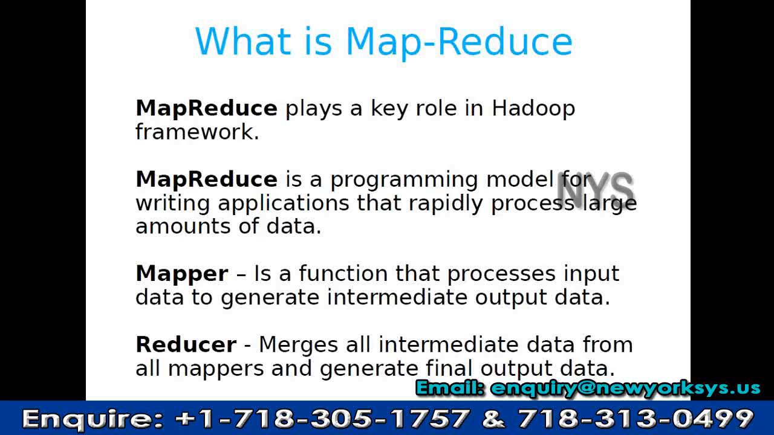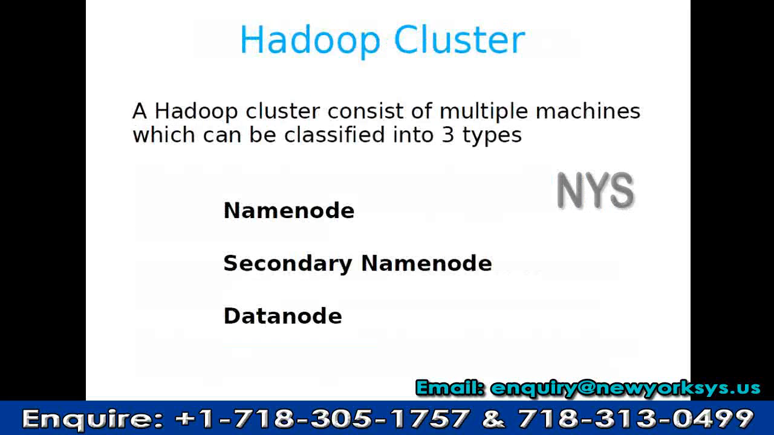In a programming language context, or you can say in a definition type thing, mapper is a function that processes input data from HDFS and generates intermediate output data. This output is not the final one. That's why I'm saying that this is an intermediate output. After that, the reducer will be merging the intermediate data from all the mappers and generating the final output data. So this was all about MapReduce, mapper and reducer. If you have any doubt, you can ask me. Otherwise, we can proceed to the next slide.